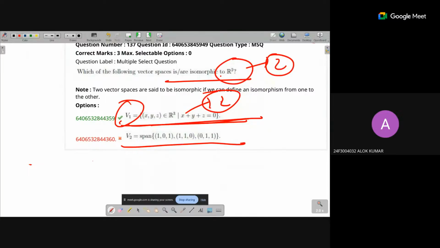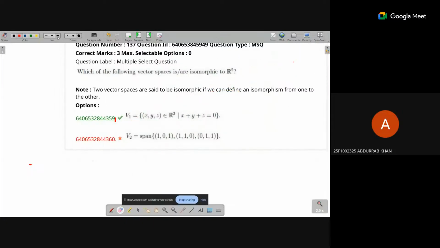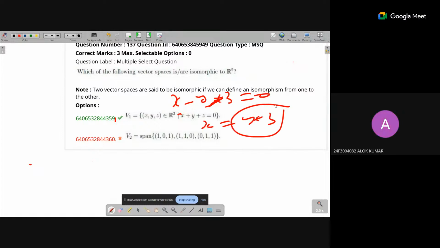Getting my point? So Alok, just one follow-up question. In this scenario, if the condition is x minus y minus z equals 0, then if it moves to the other side, it will become plus, right? X equals y plus z. So y and z are independent, we can choose any arbitrary values for them, but x will always be determined by y and z. So x is dependent and y and z are independent. So still the dimension is 2.